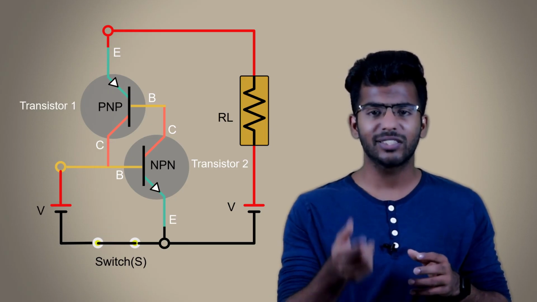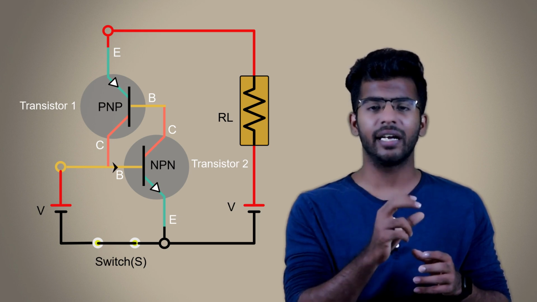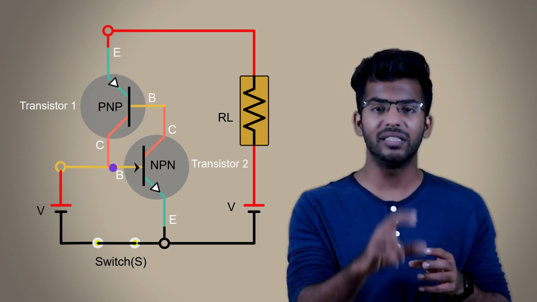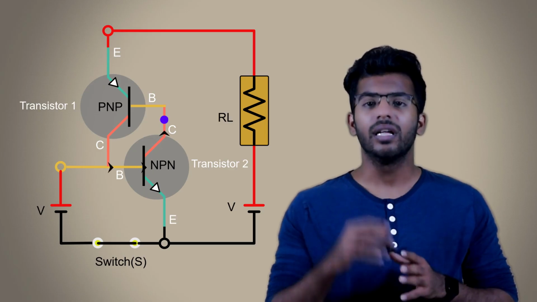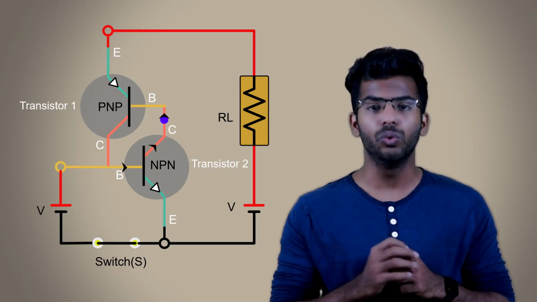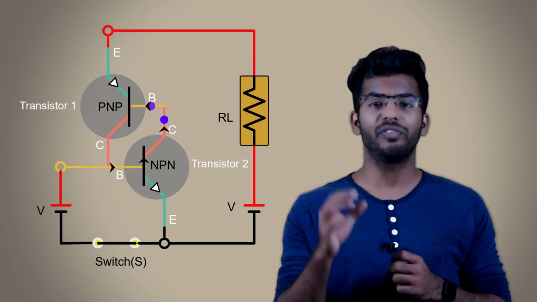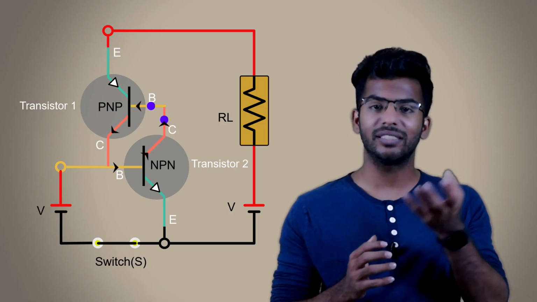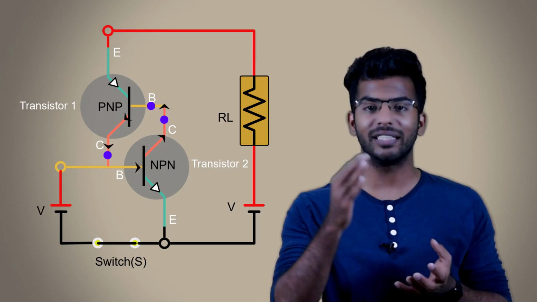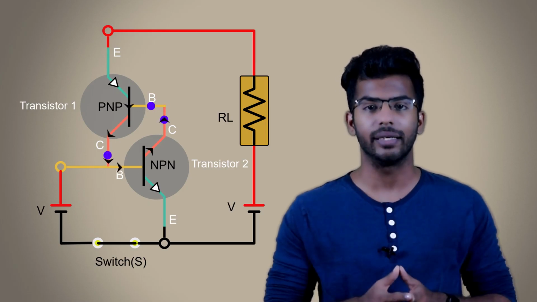If the switch S is closed, a small gate current will flow through the base of transistor 2, which means the collector current will increase. The collector current of transistor 2 is the base current of transistor 1. Therefore, with the increase in the collector current of transistor 2, the base current of transistor 1 should also increase.